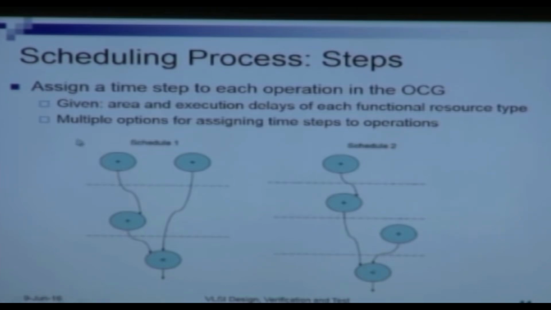So what do we have? We know the area and execution delay of each functional resource type that is available to us. This is known at the input of the scheduling problem. What are the different resource types that we have, and what are their characteristics in terms of the expected area that will be consumed on the floor by each resource type, and what will be their propagation delays, etc. These are known to us. And given this, we can have multiple options for scheduling.